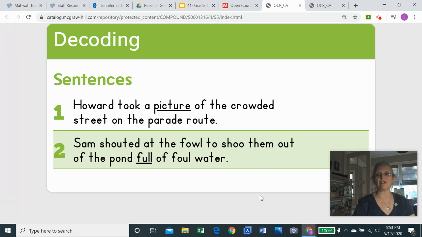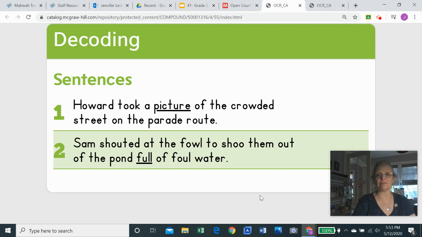Howard took a picture of the crowded street and the parade route. Clearly, in this sentence, the high frequency word picture is used as a noun. Okay, he took a picture of the crowded street.